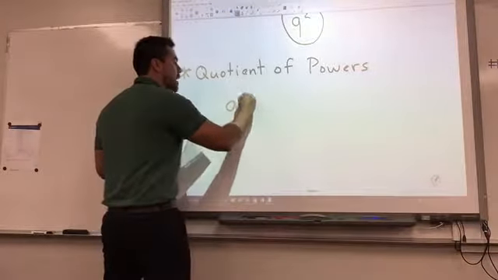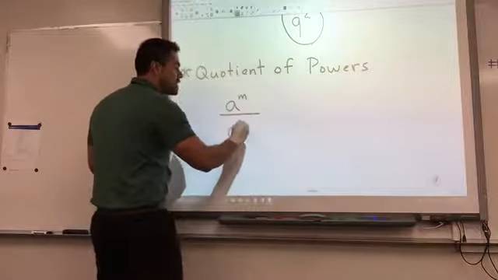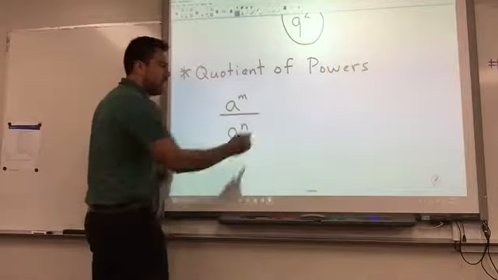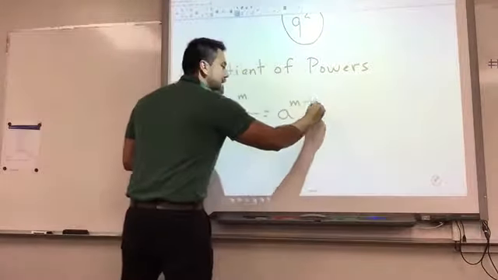a to the m power divided by, or over, a to the n power is equal to a to the m minus n.